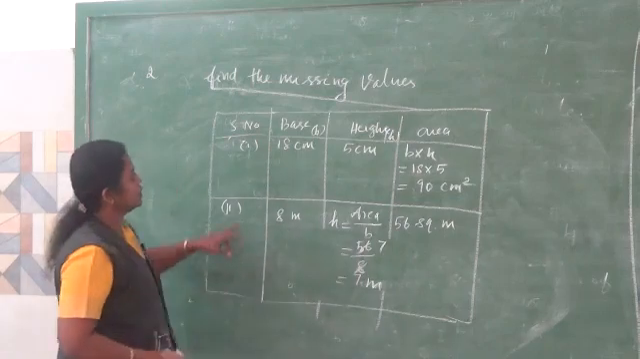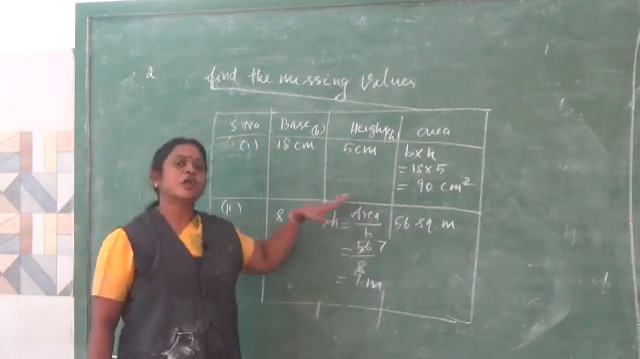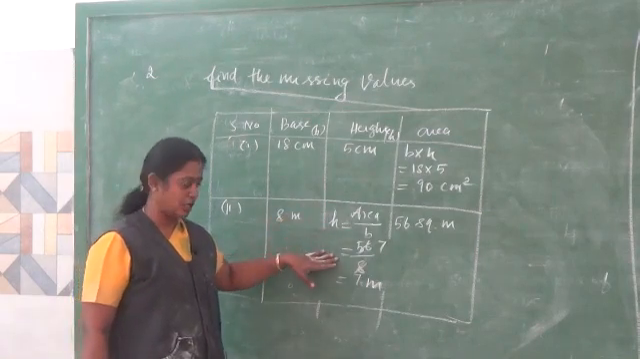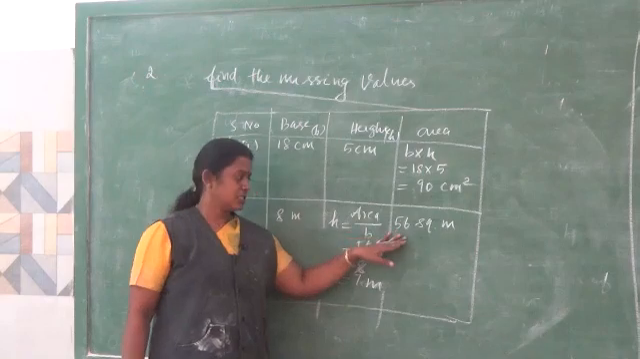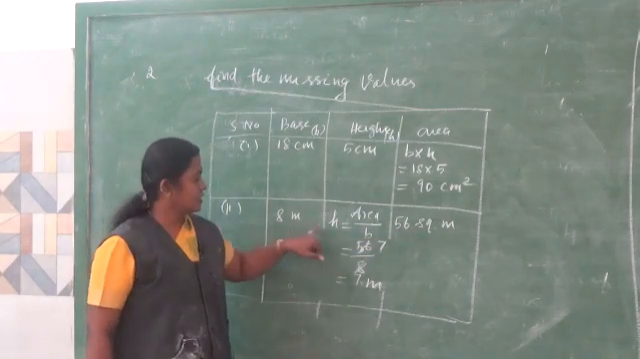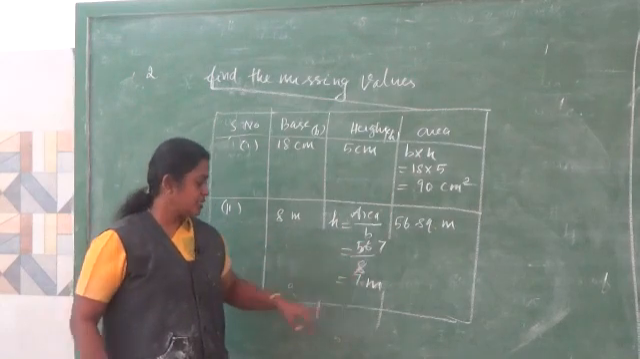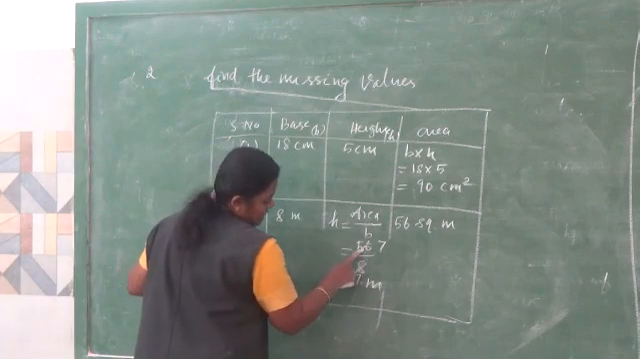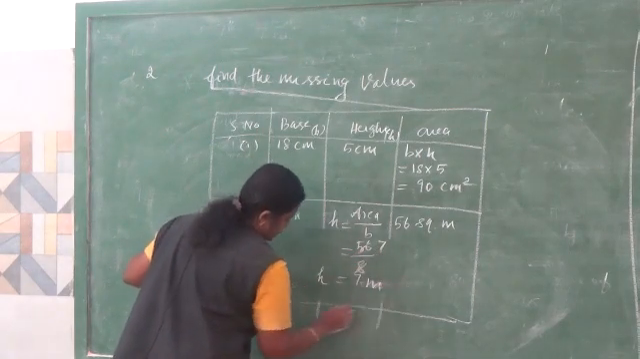Once again I will tell you, base is given to us, area is given to us, we have to find out the height of the parallelogram. We know the formula, area is B into H. So area is given 56 square meter and base is given 8 meter. 56 divided by 8. How many 8s are there in 56? 7. So height equal to 7 meter.